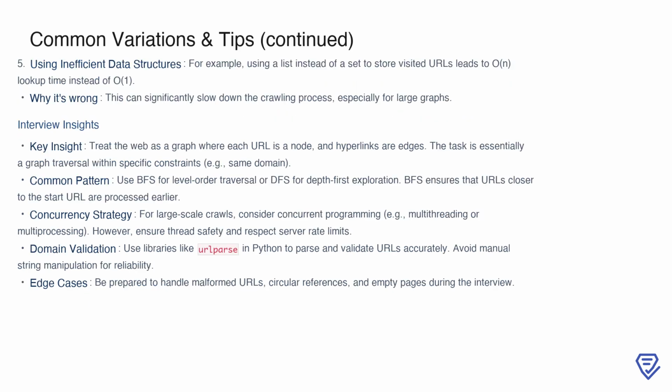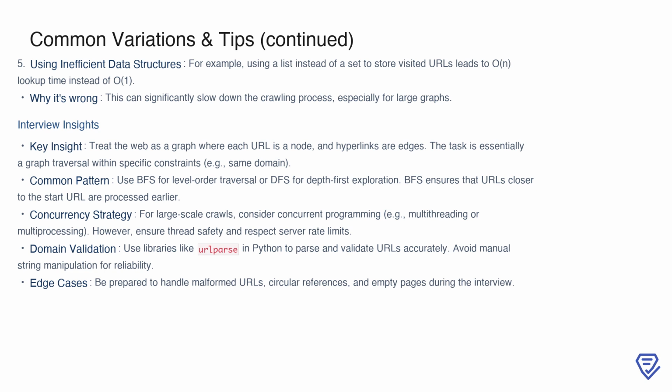Using inefficient data structures is another mistake to avoid. For instance, storing visited URLs in a list instead of a set can drastically slow down your program, since list lookups take O(n) time compared to O(1) for sets. This difference becomes significant when crawling large graphs.